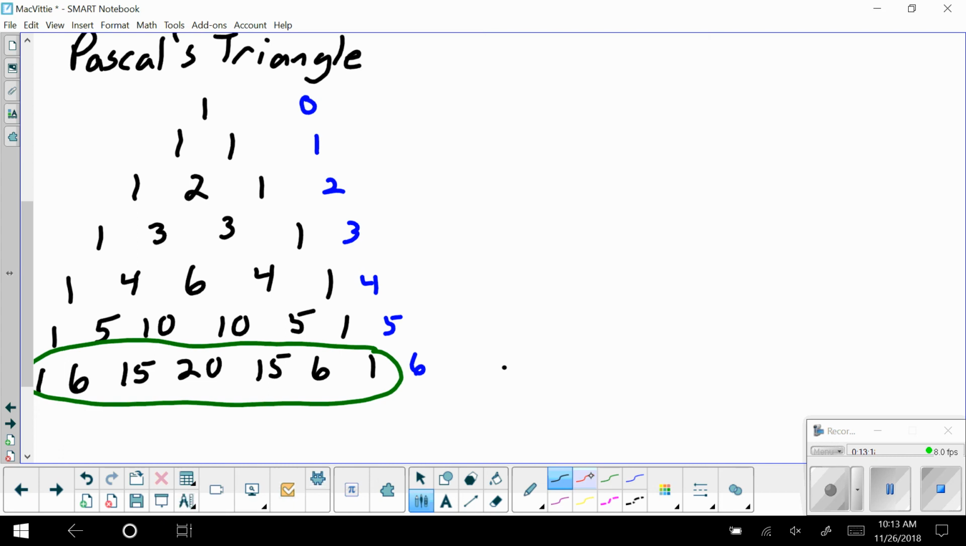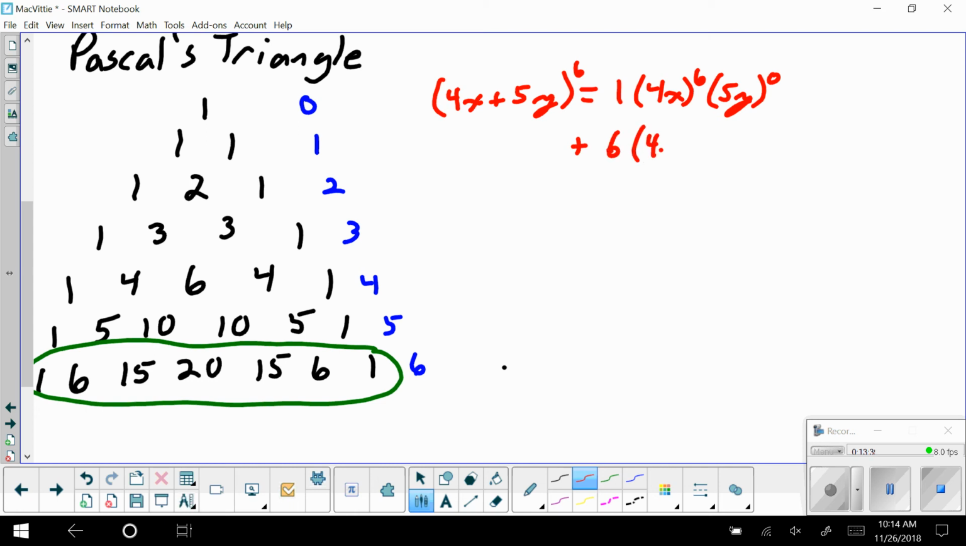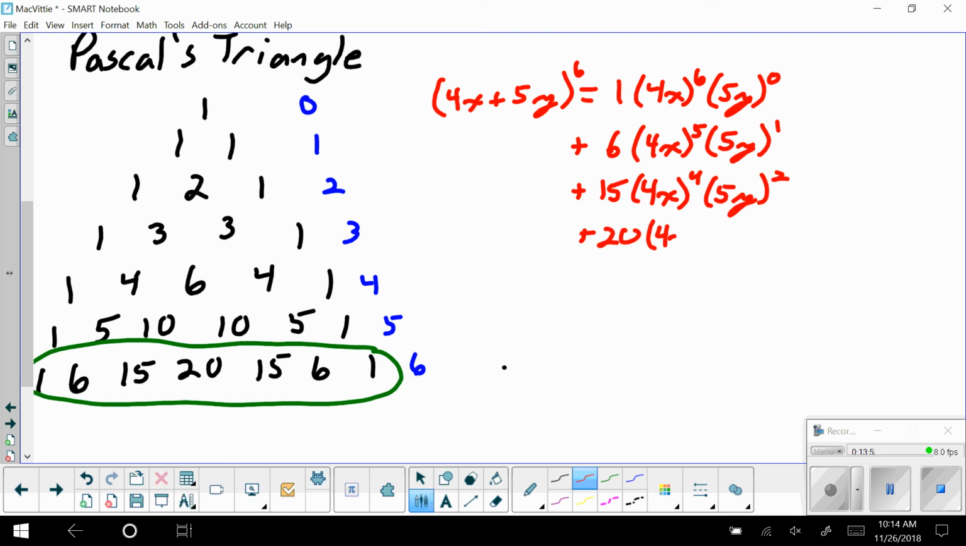So then when I look at 4x plus 5y raised to the 6th, instead of saying 6 choose 0 when k is 0, well, that's going to be 1. 4x to the 6th, 5y to the 0. Then 6, 4x to the 5th, 5y to the 1st. Then 15, 4x to the 4th, 5y to the 2nd. And then the 20, 4x to the 3rd, 5y to the 3rd.